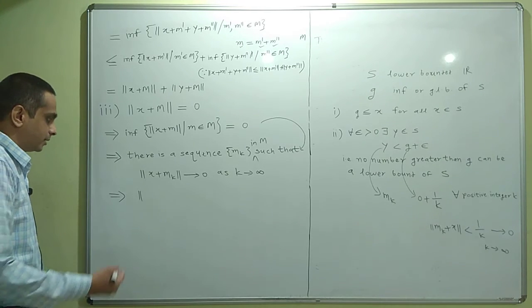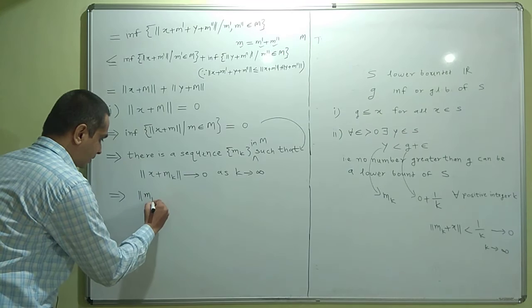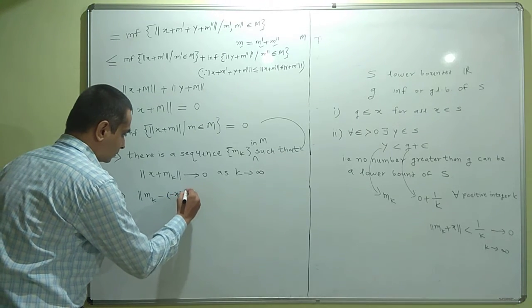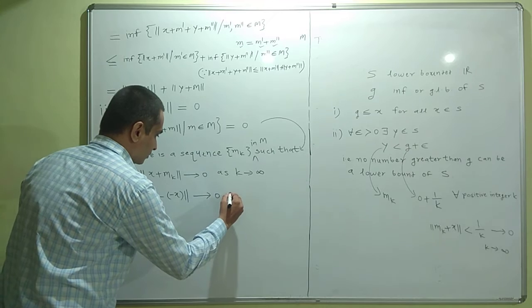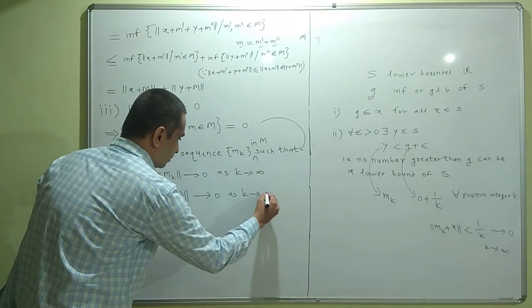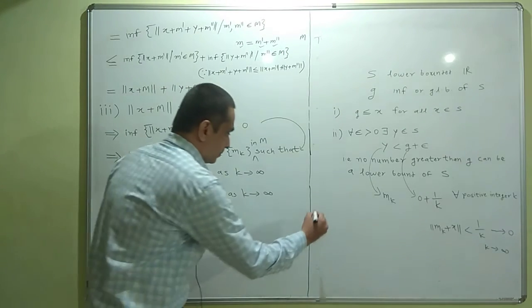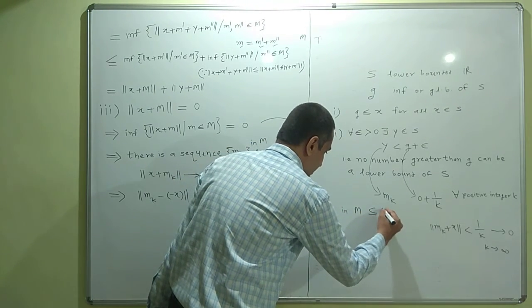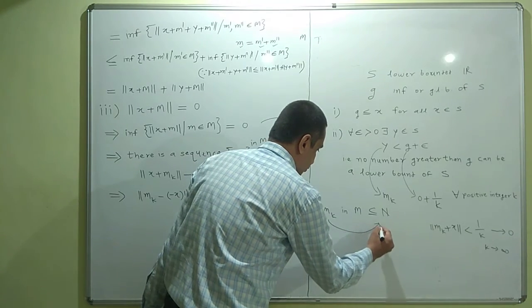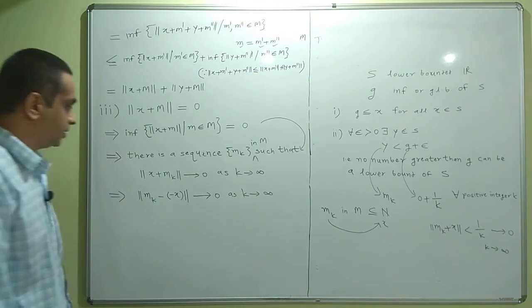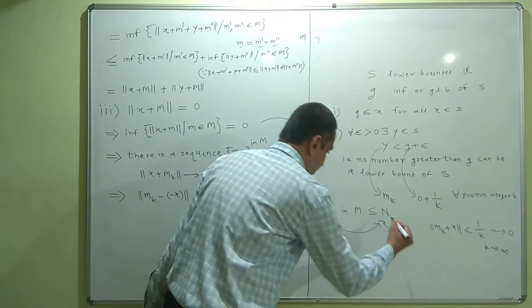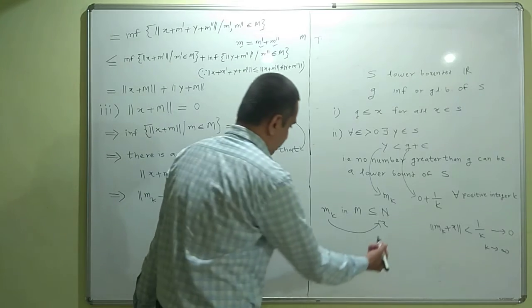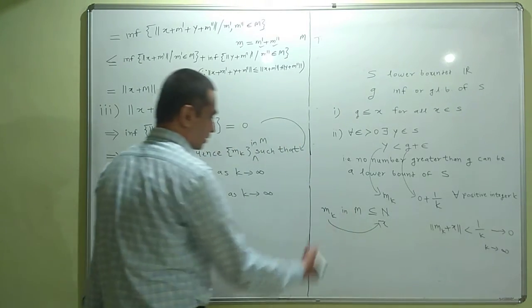So this implies that I could write this as mk minus x tends to 0 as k tends to infinity. By definition of limit point, mk is a sequence in M. M is a subspace of metric space N, and it converges to some point in N. So by definition of limit point, it converges to minus x. By definition of limit point, minus x is a limit point of M.